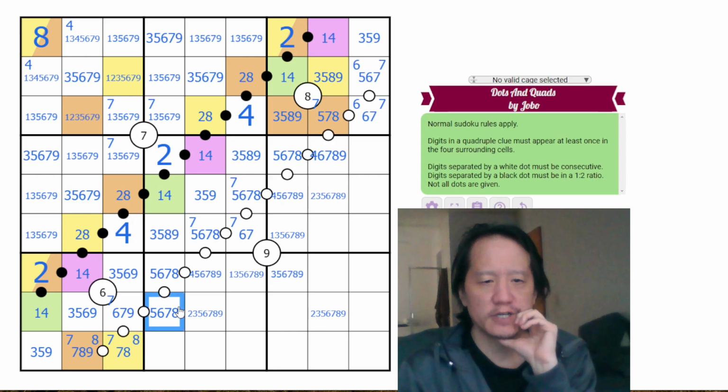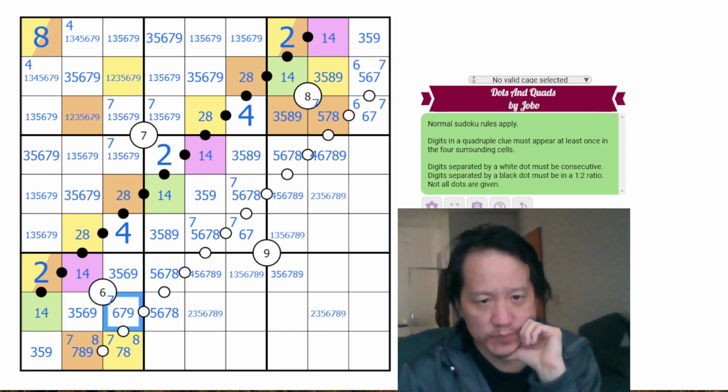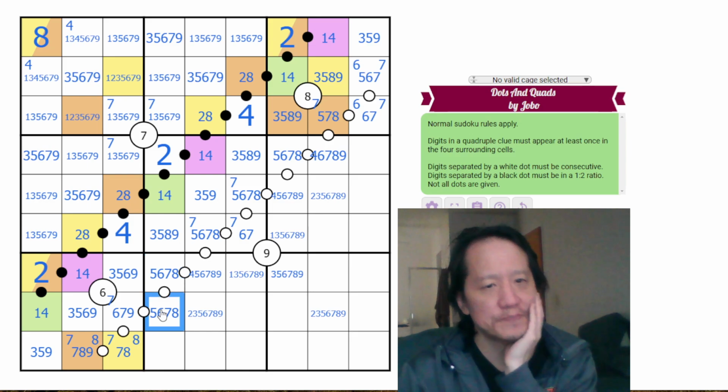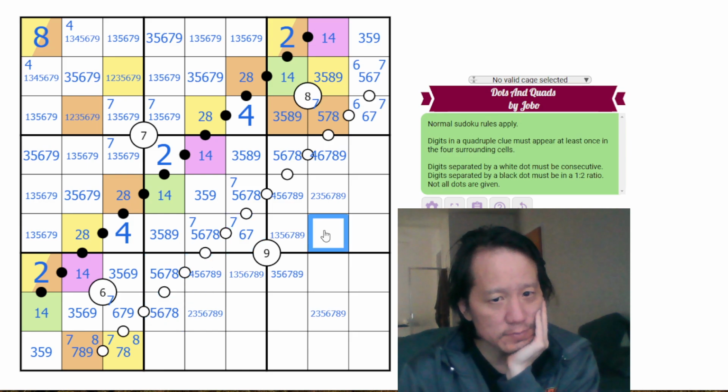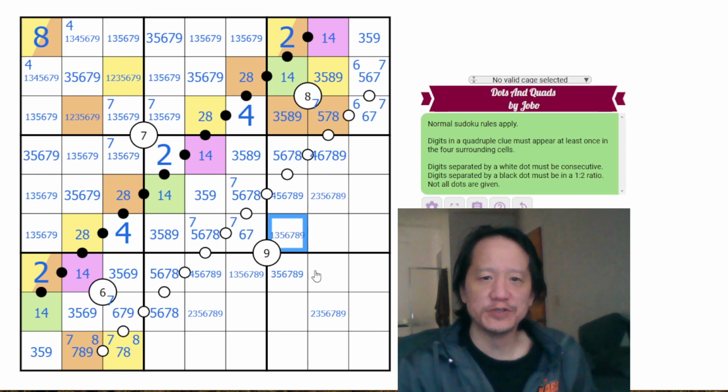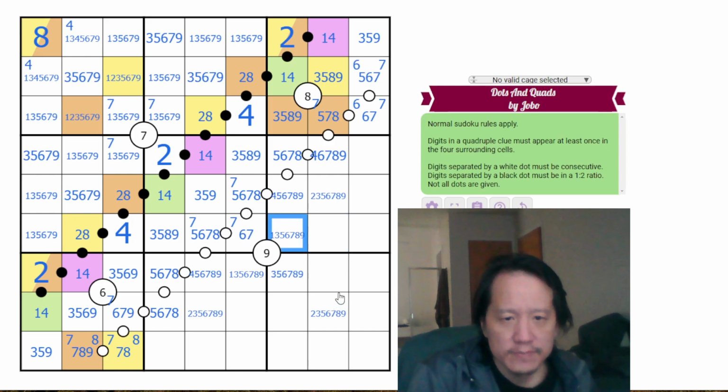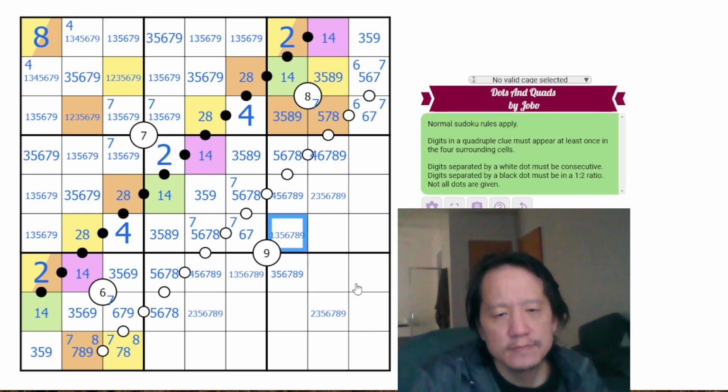Why couldn't this be 9 again? Oh, because this can't be 8. But this could be 9, so it could be 9, 8, 7. I don't remember how I solved this. I don't even remember how I attacked it. There's been too many Sudoku puzzles in between.